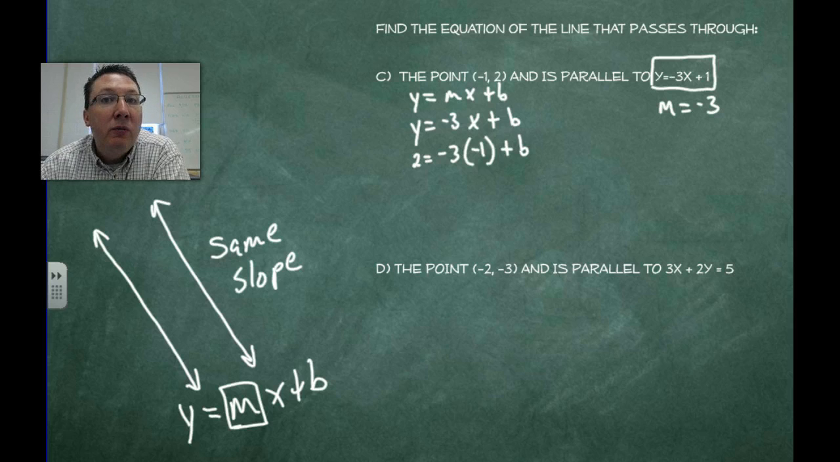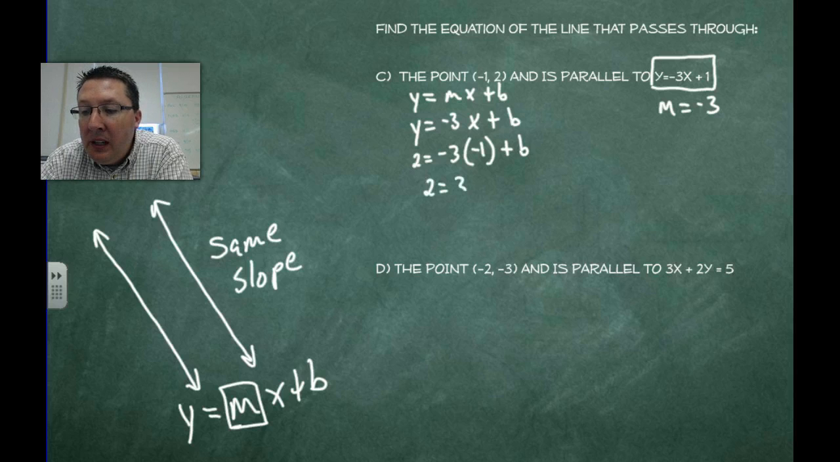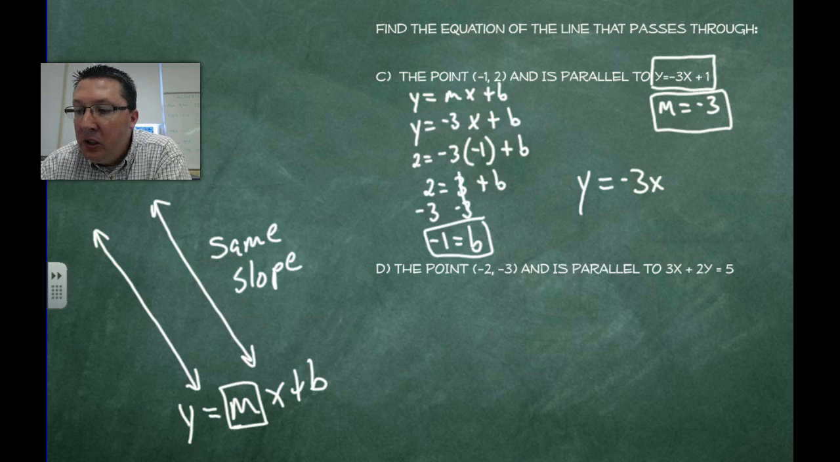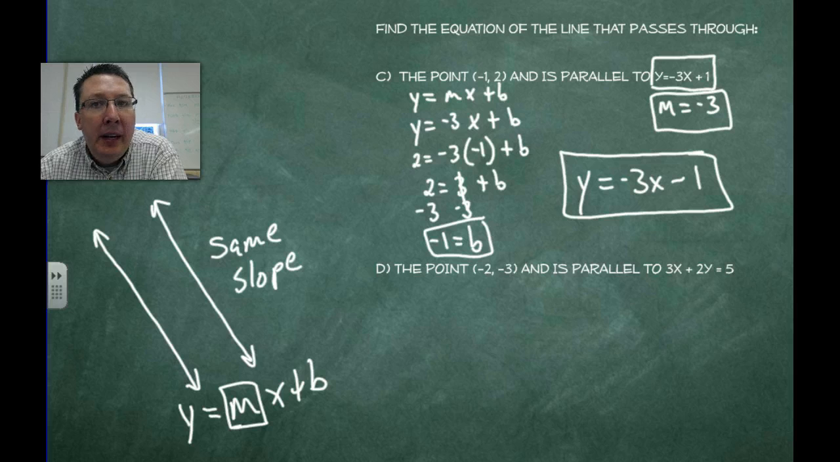This one's a little easier because we don't have fractions to deal with. That's a good thing. So -3 times -1 is +3 plus b. Solve for b, I'm going to subtract 3. So b equals -1. And now I can write my equation. Here's my slope, -3. My b is -1, so my equation, y equals -3x plus b. You could do plus -1, or since it's a negative b, we can put -1. And there's my equation. Okay, not too bad.